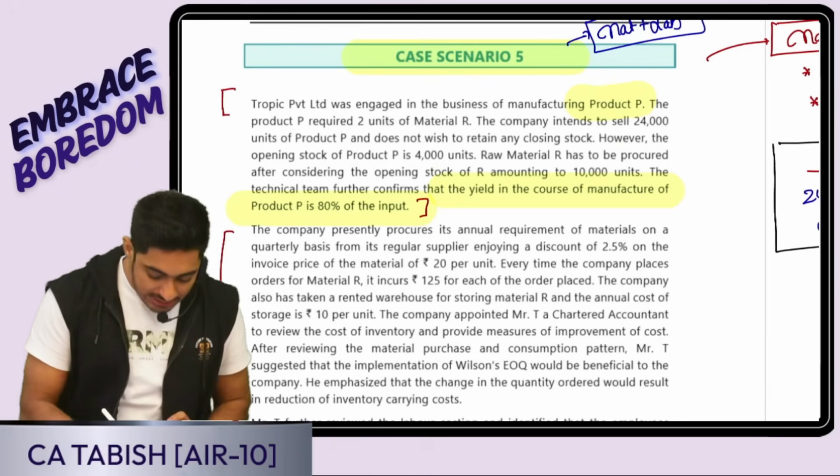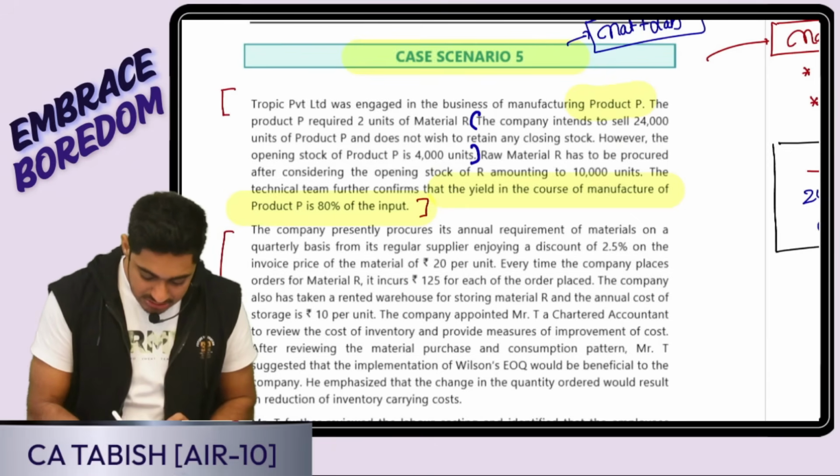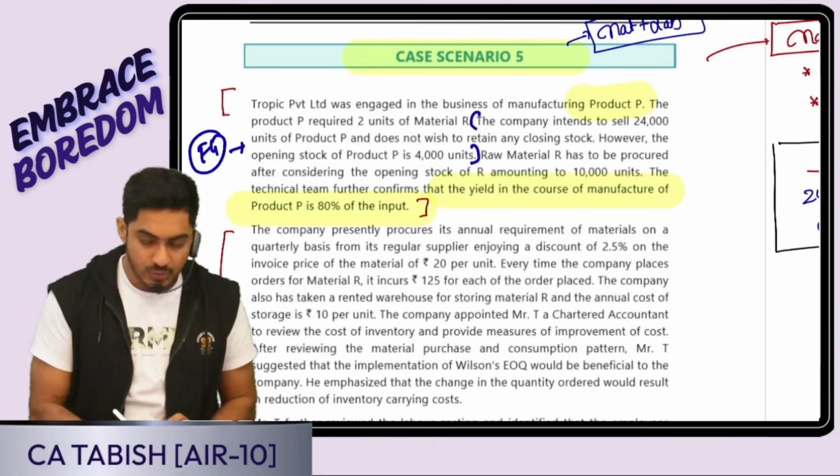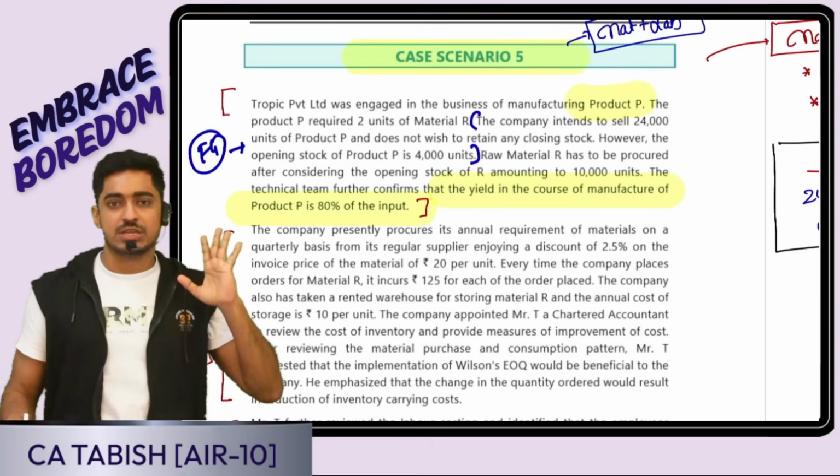So till now whatever they are discussing is the details about my finished goods. Yes or no, everyone? 24,000 units I want to sell. I don't want to keep any closing stock, but I have opening stock of 10,000 units.